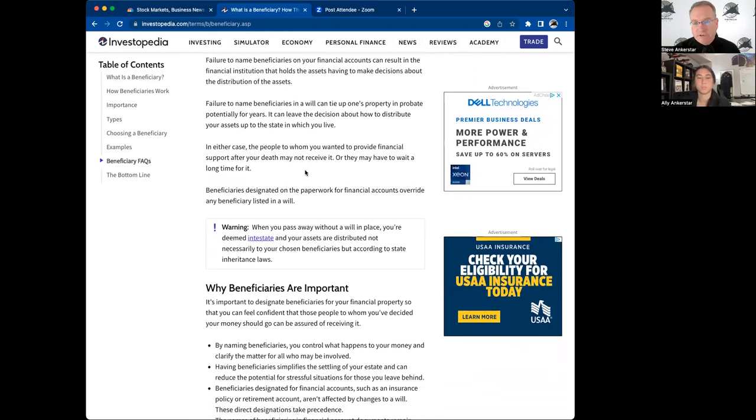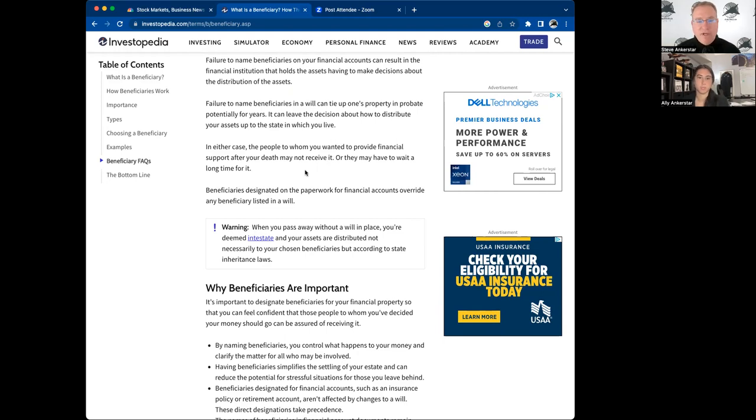If you don't have a beneficiary, it's going to become part of your estate. If you don't have a will, you're going to be considered intestate, if that's pronounced correctly there in the middle of the screen where it says warning. Then you go to the laws of the state that you live in, and the court's going to decide how everything comes out. So if you don't have a will, get one.